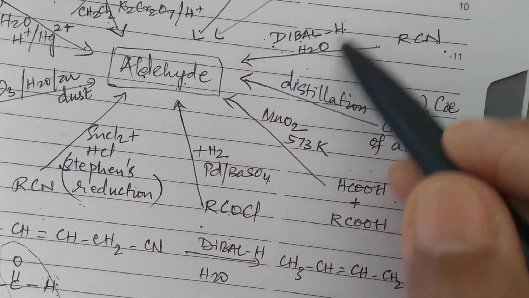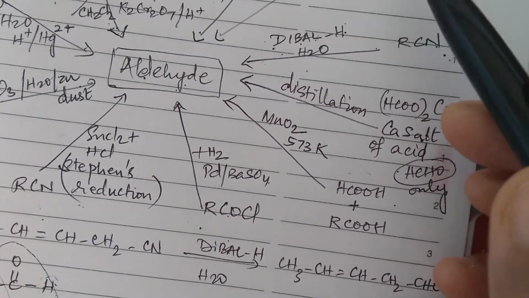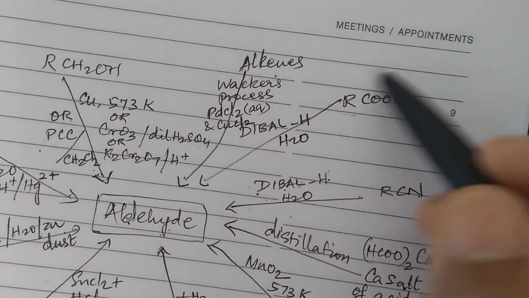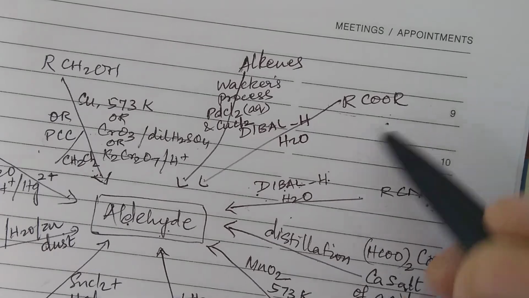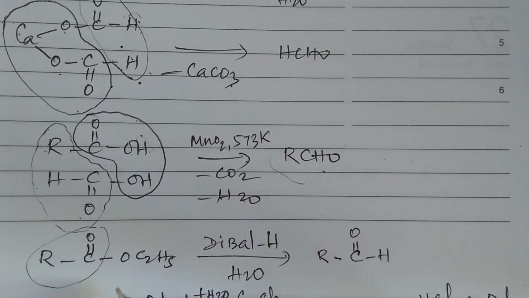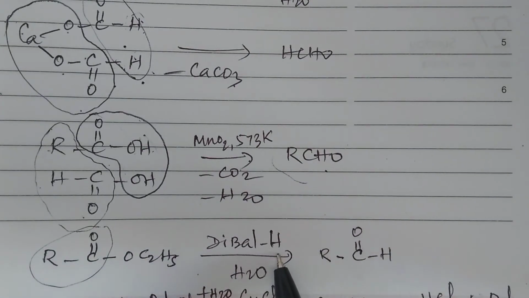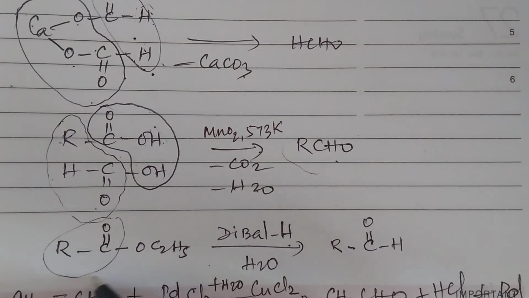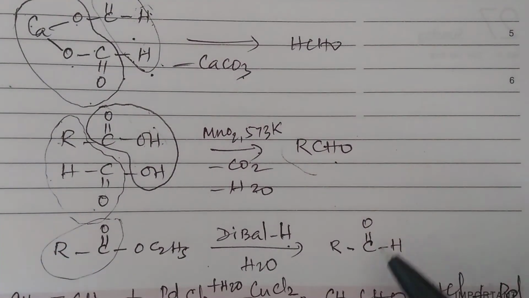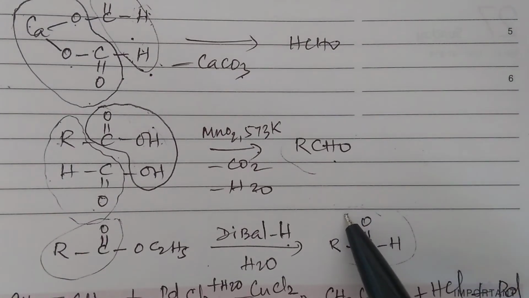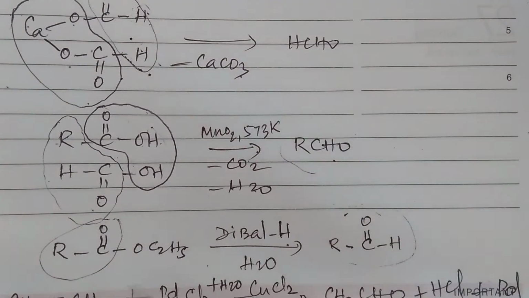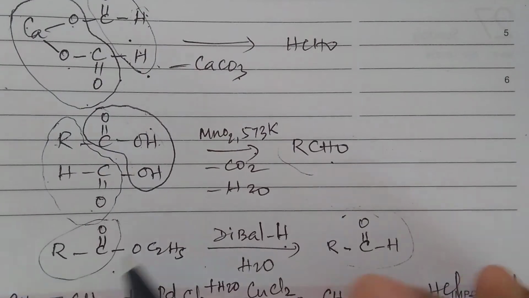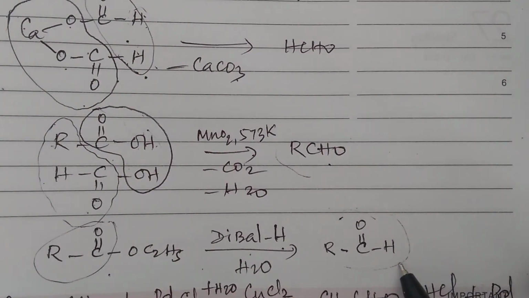Same way, the same DIBAL-H can also be used on esters. It can also be used on esters. You can get aldehyde. See here, when you are using an ester and in the presence of DIBAL-H, this RCO part is getting reduced to RCHO. Okay, so from RCN and ester, you can use this DIBAL-H to get aldehyde.